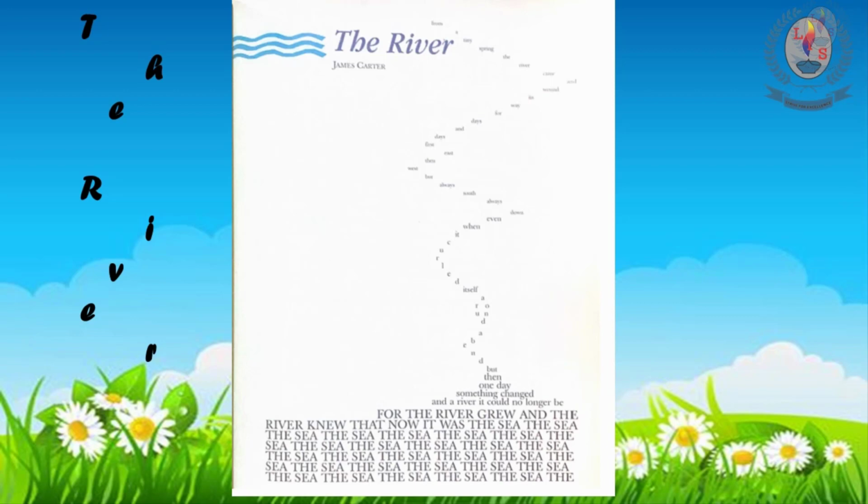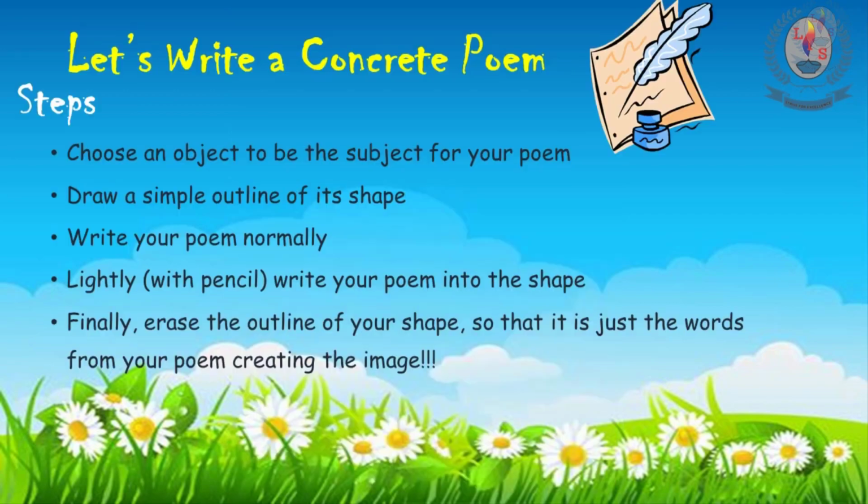That means in the poem it's described how a tiny drop of water becomes a river and the way that it is passed down to the sea. You can see very nicely the poet has arranged the words in a way that it illustrates a river, and finally what happens to the river? It meets the sea. That is what James Carter wanted to show us from this poem, The River.